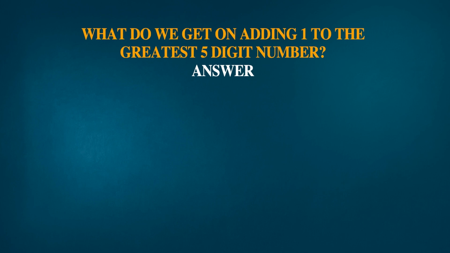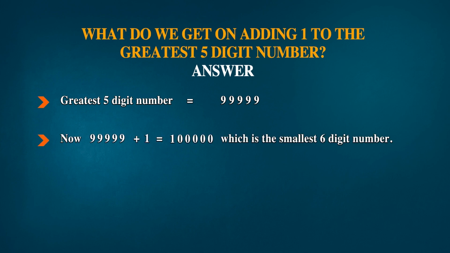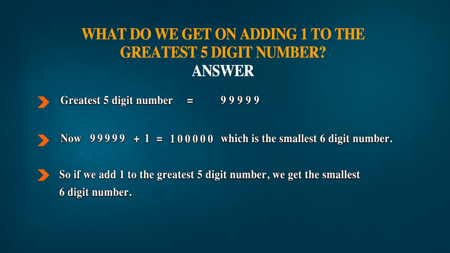Next question is, what do we get if we add 1 to the greatest 5-digit number? Greatest 5-digit number is equal to 99999, repeating 9 5 times. We also know that we get the successor by adding 1 to a number. So, to get the successor of 99999, we will add 1 to this number, which comes out to be 1 lakh. So, if we add 1 to the greatest 5-digit number, we get the smallest 6-digit number.